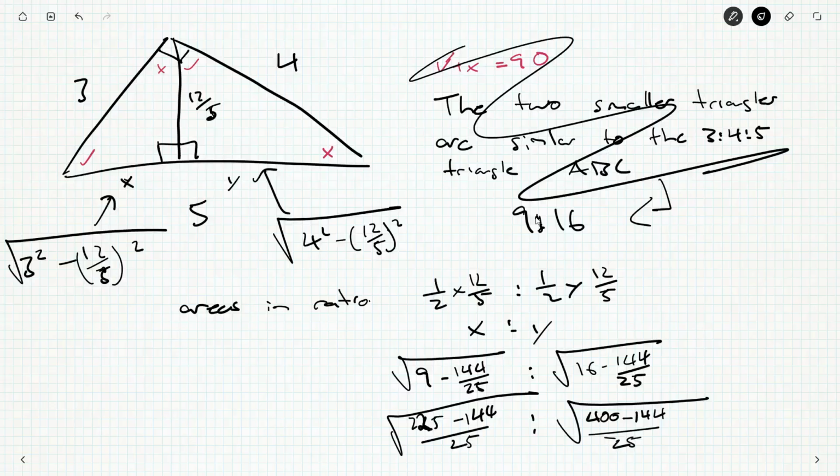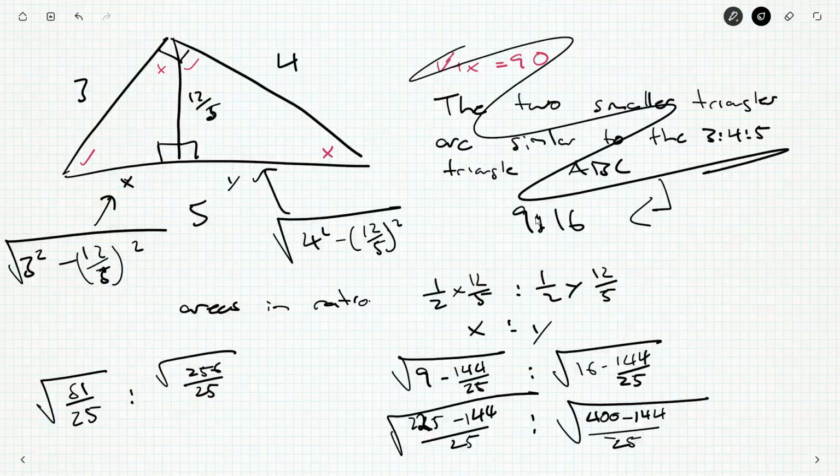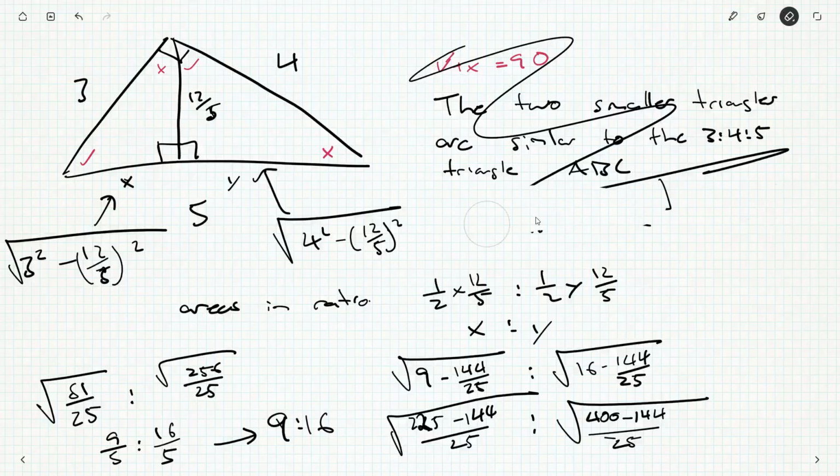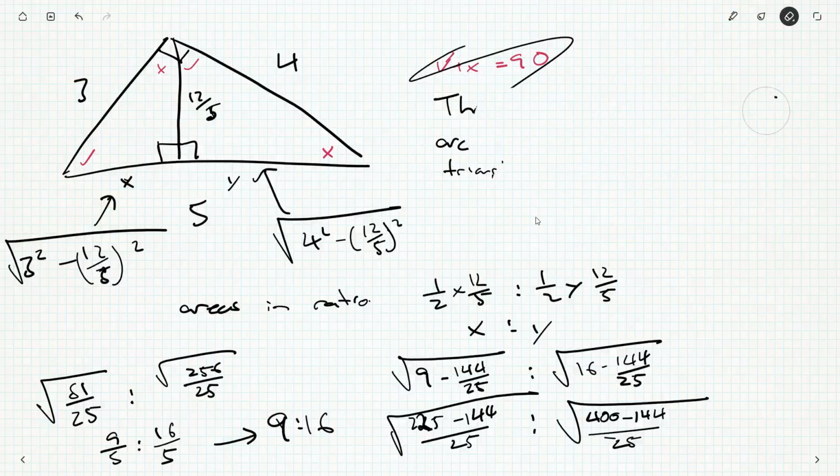Okay. This is going to be 81 over 25, square root of 81 over 25. And this one here will be the square root of 256 over 25. And so that's 9 over 5 to 16 over 5, which is, once again, the ratio of 9 to 16. Okay, so you could have done it with similar triangles or direct computation of the areas. Either way is fine. I shouldn't have. That was just me getting too excited about being able to directly compute things.